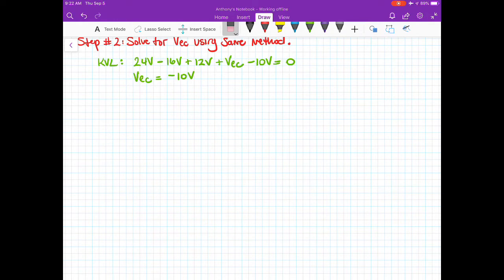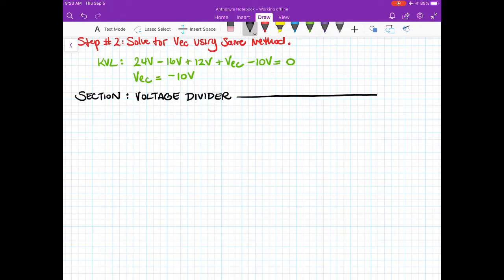All right. So next section is on something called a voltage divider. And this is a pretty cool little circuit that we are going to use a lot. And you're definitely going to use it in your ENG214 lab several different times. So before I write out anything, let me just give a little preview.